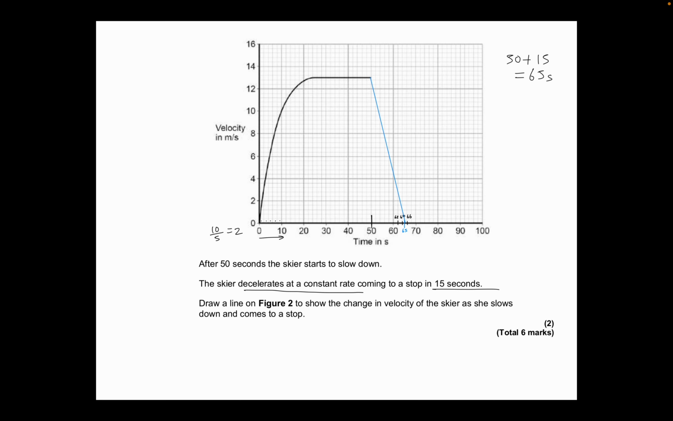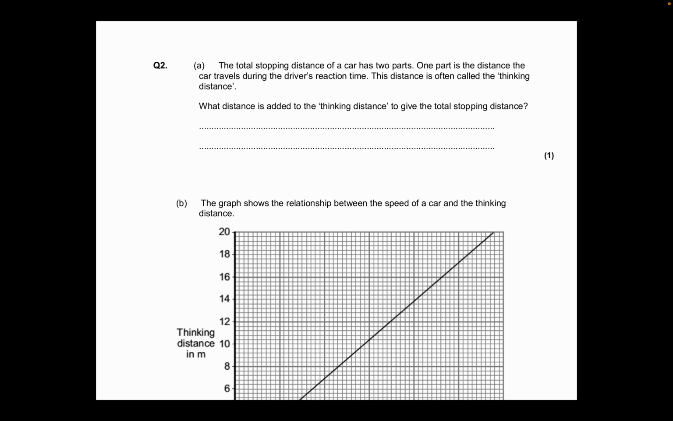Okay, let's move on to the next question. Next question is related to the chapter of stopping distance. There should be a formula in this. The total stopping distance of a car has 2 parts. One part is the distance a car travels during the driver's reaction time. This distance is often called the thinking distance. What distance is added to the thinking distance to give the total stopping distance? So the formula is technically thinking distance plus braking distance, which is going to give you the total stopping distance. Okay?